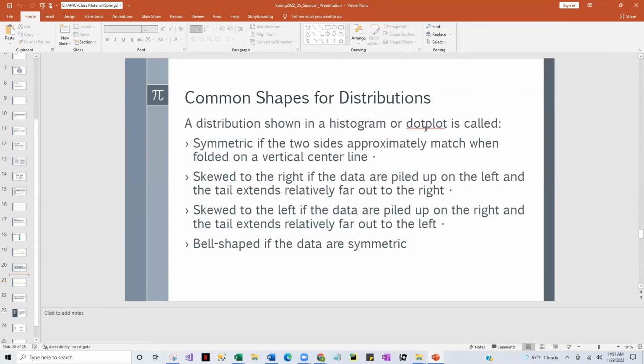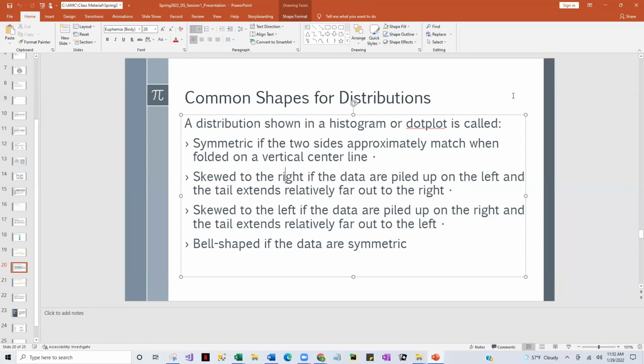So if you see, it is skewed right if the data is piled up on the left and the tail extends to the right. If the tail is ending to the right, then it is right skewed. If the tail is ending to the left, then it is left skewed.